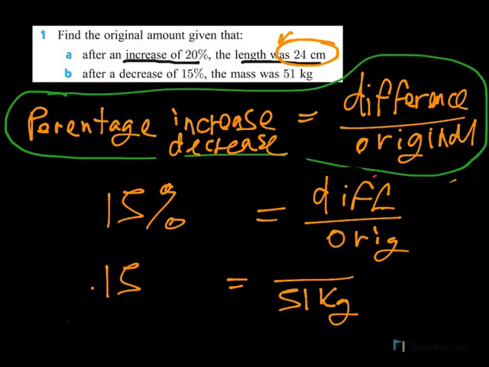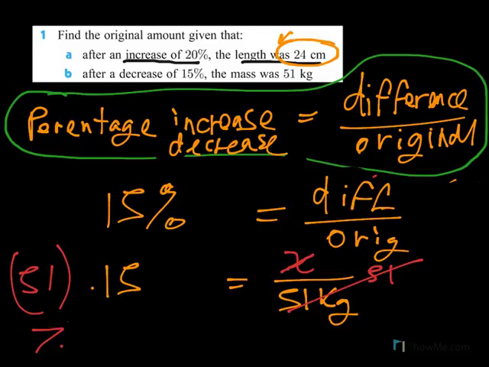So we're going to do exactly what we did in the previous situation. We get x by itself. How do we do that? We multiply both sides by 51. 51 times 0.15 is 7.65. So 7.65 equals x.